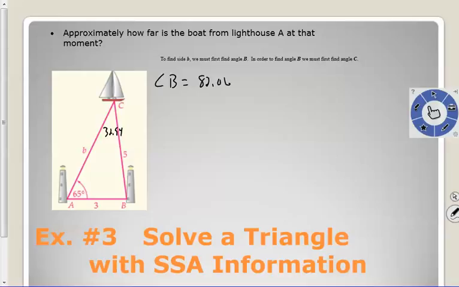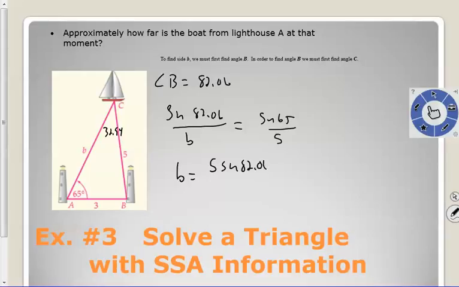Now, set up a proportion. Sine of 82.06 over b equals the sine of 65 over 5. So b is 5 sine 82.06 all over sine 65. That comes out to be about 5.5 miles. Okay, it comes out to be about 5.5 miles. Everyone okay with that part? Awesome.